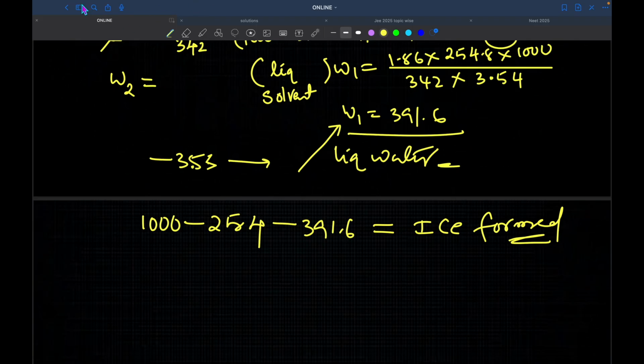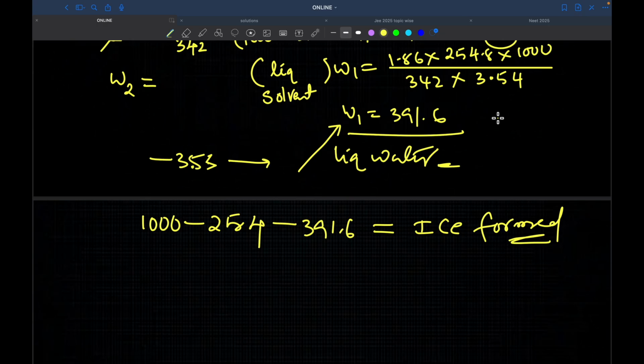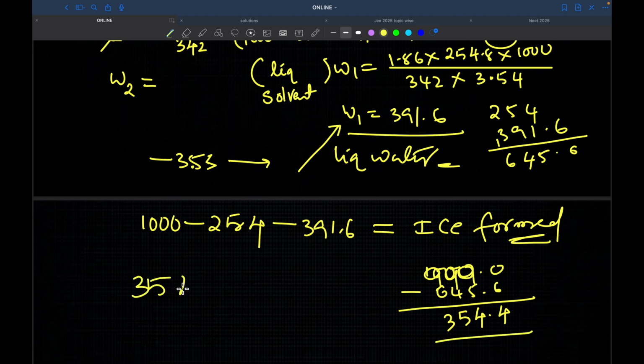Do it once, the answer comes directly. Or add these two and subtract. 254 plus 391.6 is 645.6. So 1000 minus 645.6, subtracting gives 354.4. 354 grams of ice is formed.